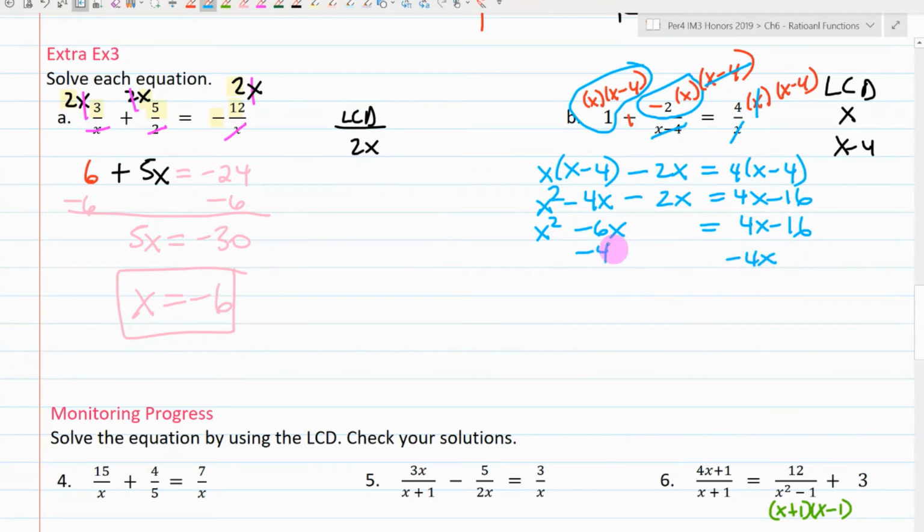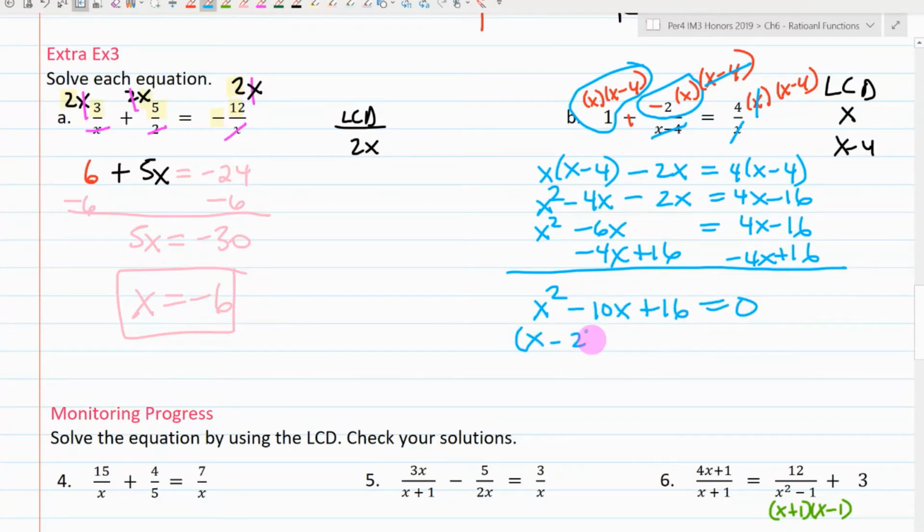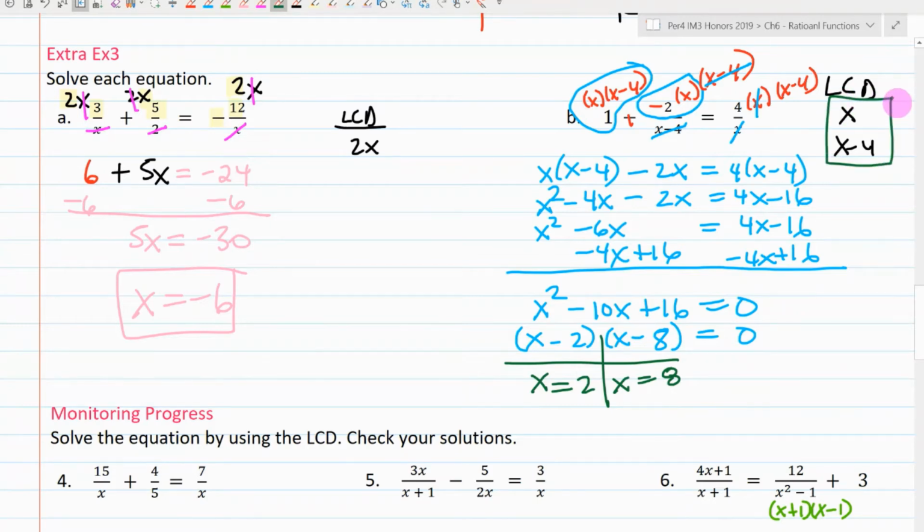Subtract 4x. Add 16. So that gives me x squared minus 10x plus 16 equals 0. I should factor x minus 2, x minus 8. So my answers, x equals 2, x equals 8. The two answers that you have are x equals 2, x equals 8, and they're fine as long as they don't make either one of those 0. So 0 would not be okay, 4 would not be okay, but these are both fine.